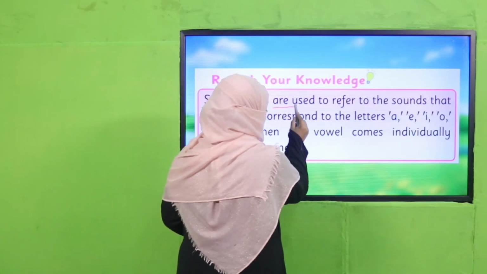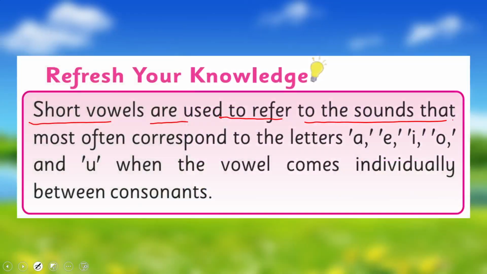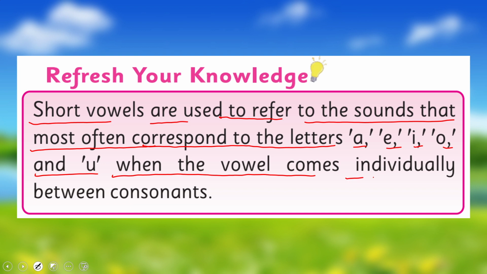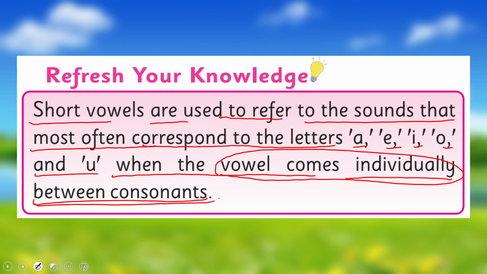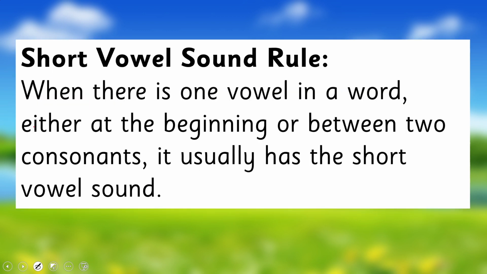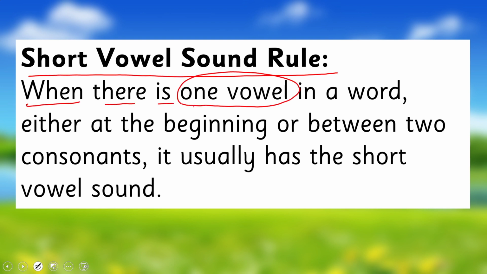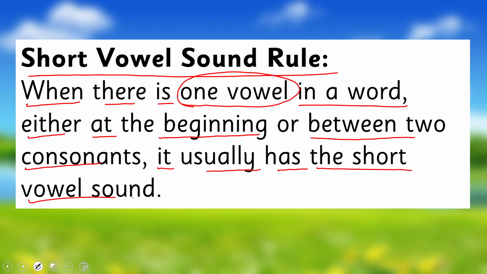So short vowels are used when we use them to refer to the sounds that most often correspond to the letters A, E, I, O, U, as I just told you. And when the vowel comes individually between consonants. So the principle is when a vowel comes alone, individual, and there are consonants around that vowel, we'll use its short sound. Okay? So the short vowel sound rule is when there is one vowel in a word, either at the beginning or between two consonants, it usually has the short vowel sound.